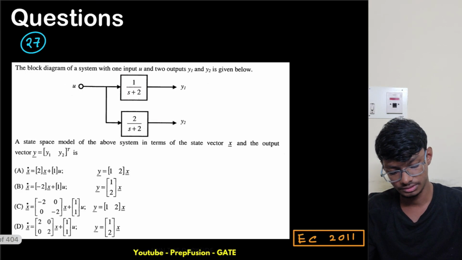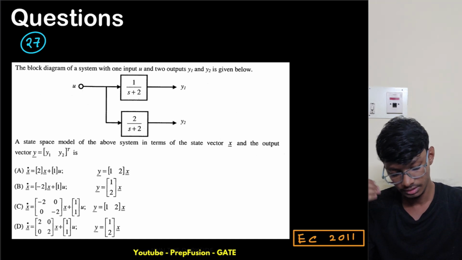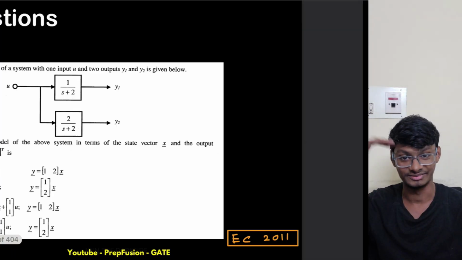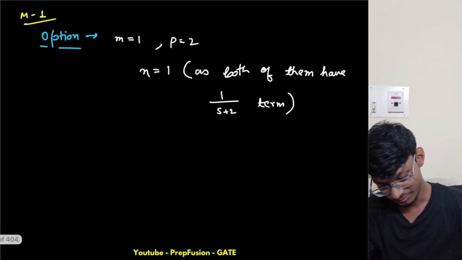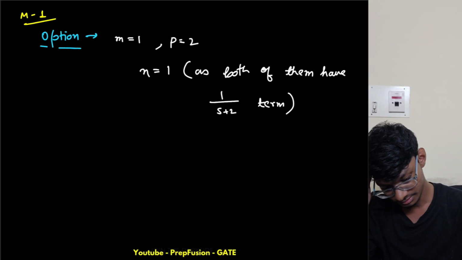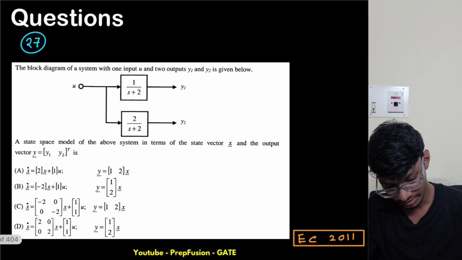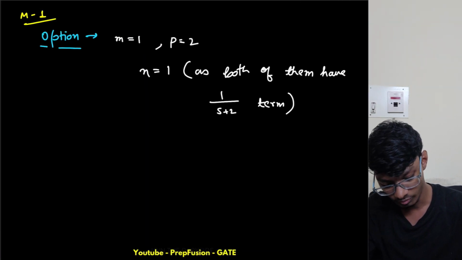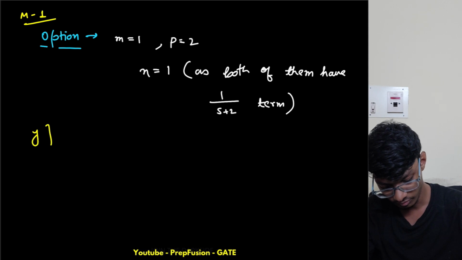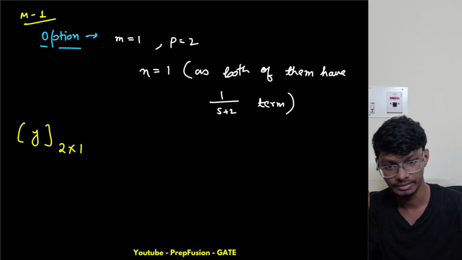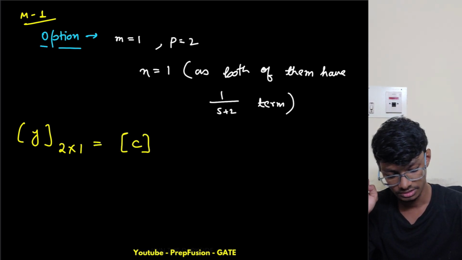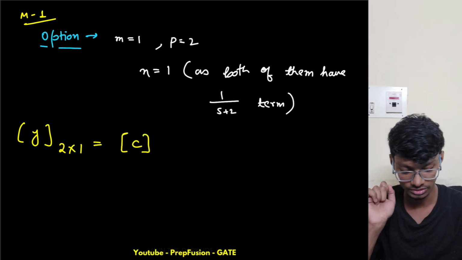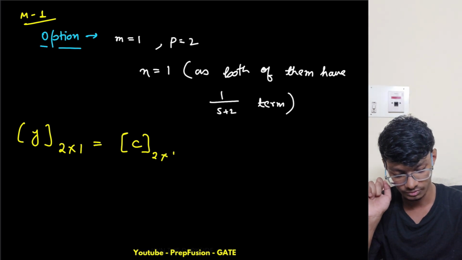So this one is this one. Now we can solve with orders. What will be the order of y? Y will be a 2 cross 1 matrix, simply p cross 1. So my C should be p cross n. So p is 2 and n is 1, so p cross 1.